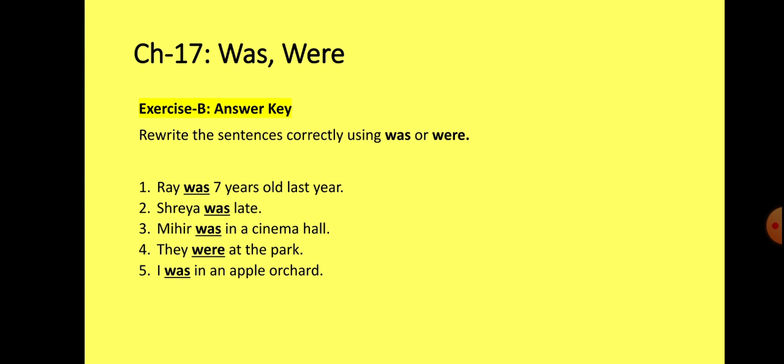So now for question number 1, in the book it is written as Ray is 7 years old last year. We are talking about last year, and with that we cannot use is, so we have to say Ray was 7 years old last year. So I hope you have understood all these exercises and the use of was and were. Keep practicing children and write them well in your copy and book and learn it well for your exam.